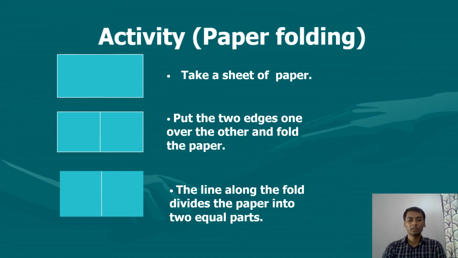That means there are two equal parts, part number 1 and part number 2. We will write the fraction for each part. That means each part is 1 by 2 of the paper.